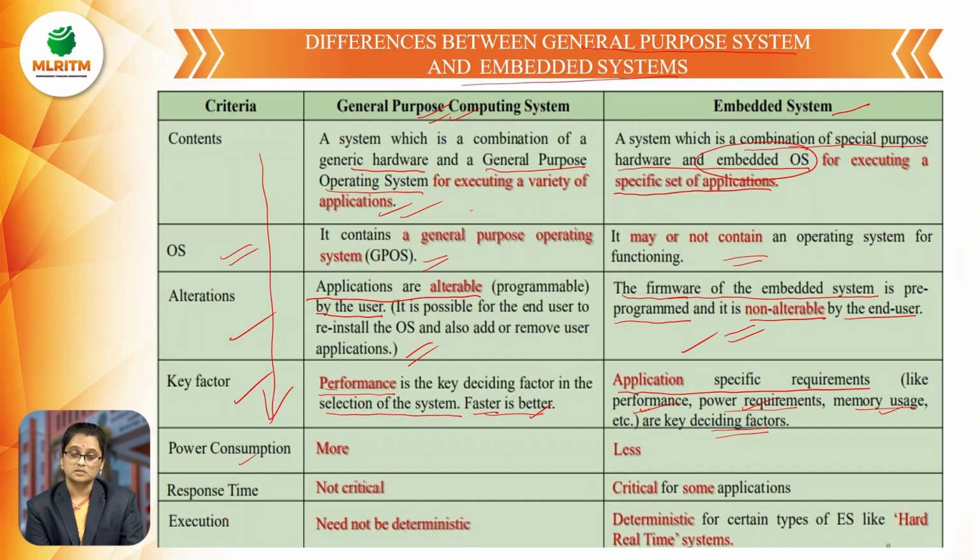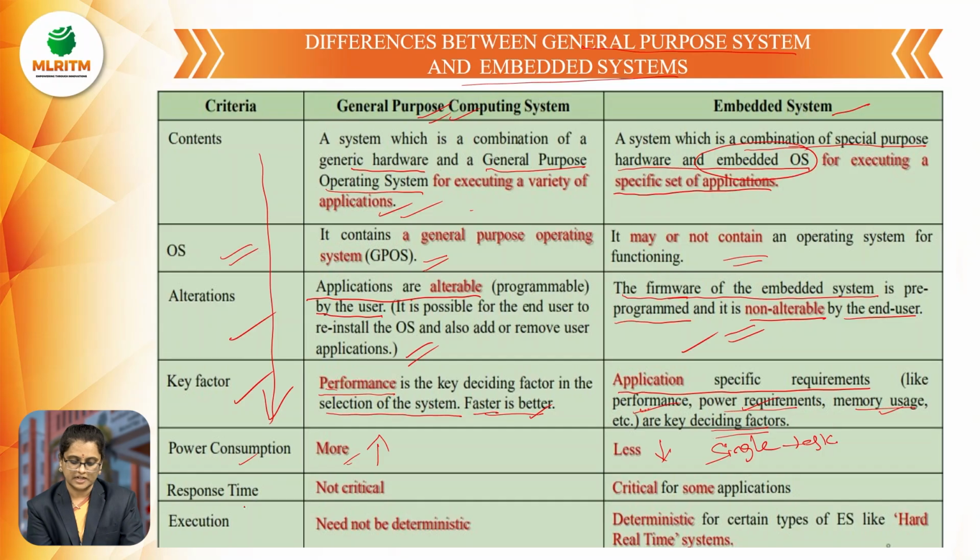Okay, next, power consumption. In a general purpose system, power consumption is more. Why? Because many applications are run at a time. And in the embedded system, power consumption is less. Why? Because it performs a single task.